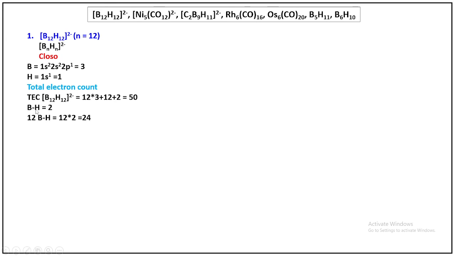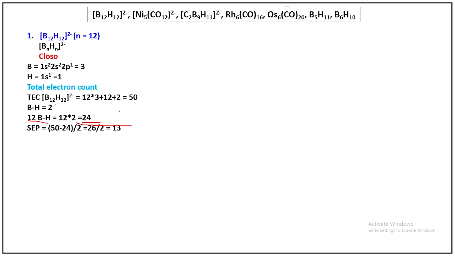And each BH is made up of 2 electrons. We know each BH has 1 sigma bond. 1 sigma bond consists of 2 electrons, one from boron and one from hydrogen. Okay, and since there are 12 BH, B12H12, it means that there are 12 BH. 12 BH means 12 into 2, that will give 24. So 24 electrons are participating in the formation of the BH bonds. Sorry, I made a mistake.